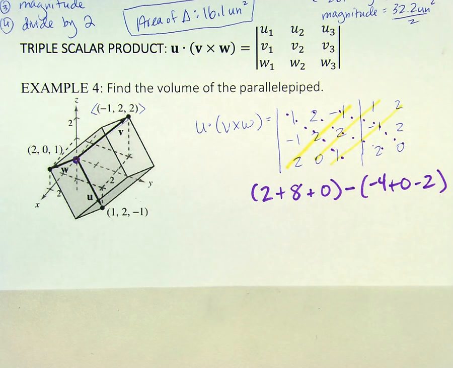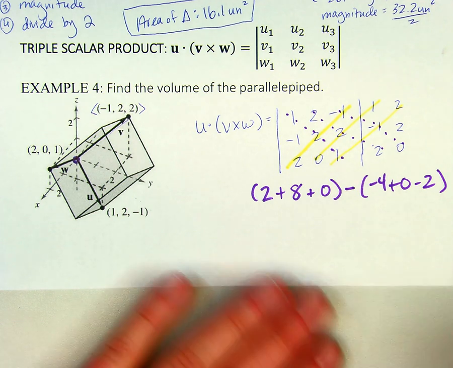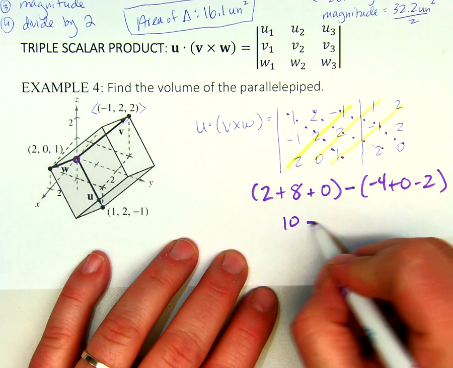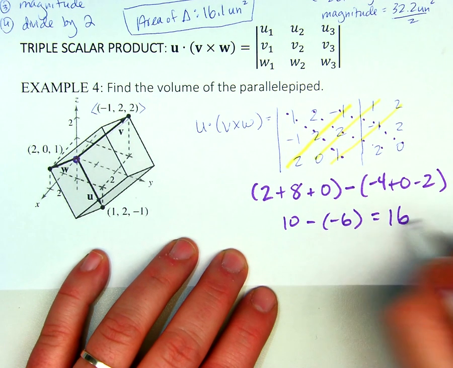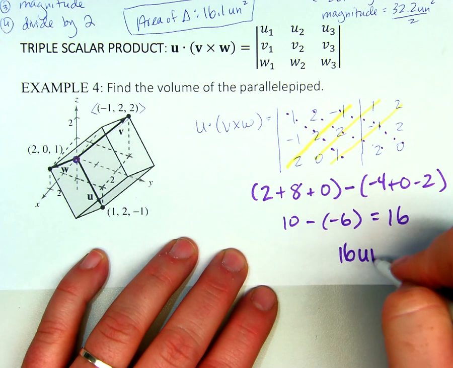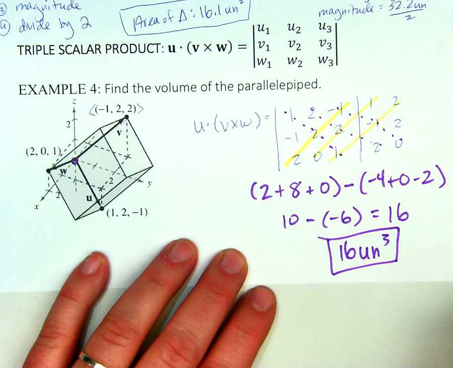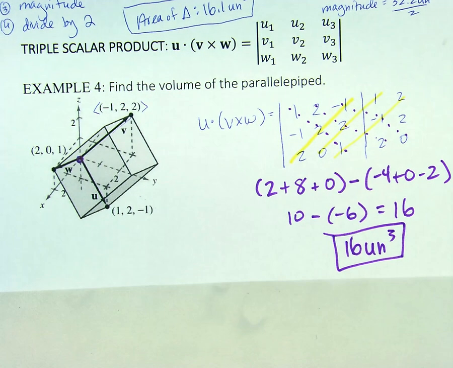And then I'm just going to put all these numbers together, and I'm going to make sure that my answer is positive because it's volume. If it's negative, I probably just am pointing my vector in a different direction. So this is 10 minus, let's see, -6. So this equals 16. So 16 units cubed is the volume of the parallelepiped. Okay. Easy work.